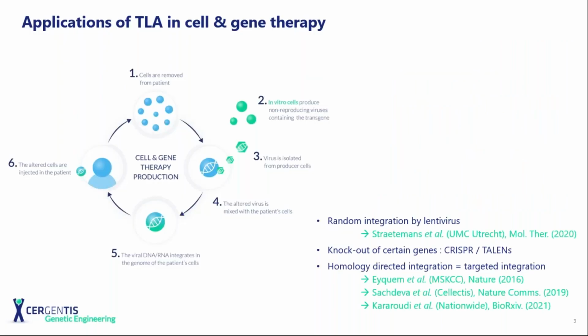Here you can see a broad overview of the cell and gene therapy process. There are three main areas of interest where we can help at Sargentis using our target locus amplification technology. So this is firstly in the viral vector producer cell line, which can be directly applied in the field of gene therapy, but the vectors can also be, of course, used for downstream transduction of CAR T or CAR NK or other types of modalities for final use in patients.